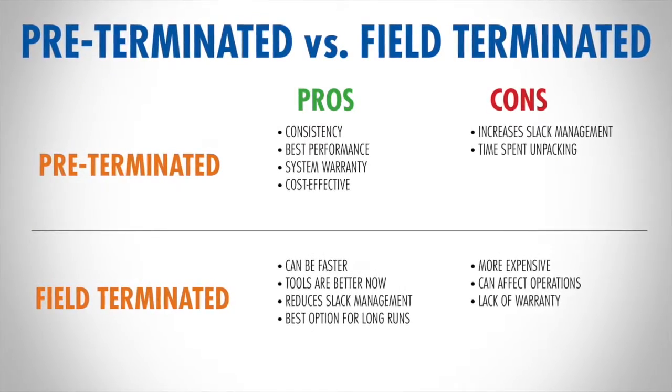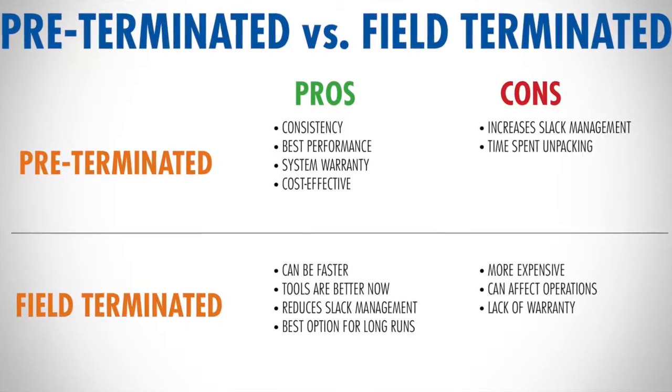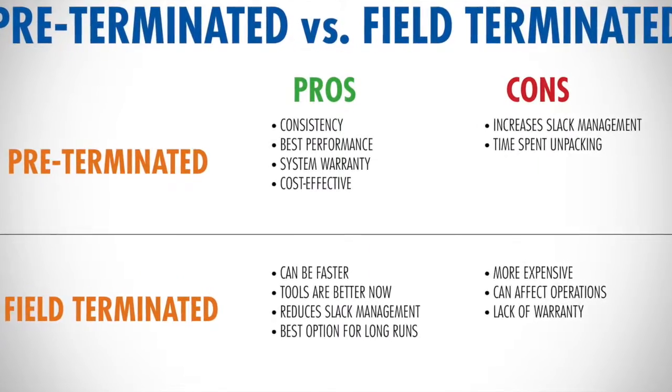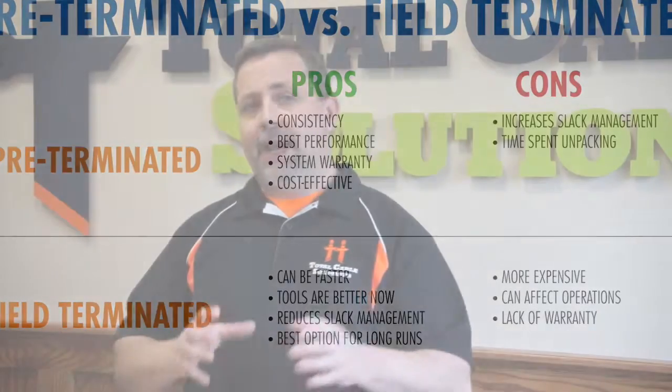On the field terminated side, it's still one of the best options out there for longer runs. It's not going to be the most cost effective, but it also could be faster, especially if you're doing floor-to-floor type runs that are going through long conduits or in a campus environment. It's going to allow you to reduce the amount of slack that you have on the cable run. And the good news is the tools that are available today to do fusion splicing with pigtails have gotten so much more robust than they were several years ago.